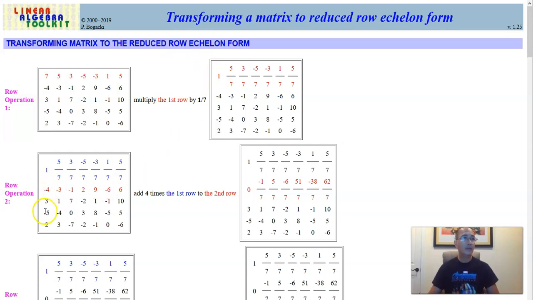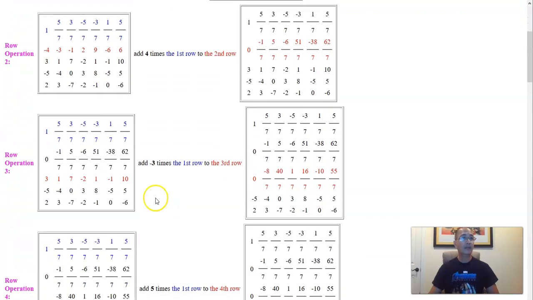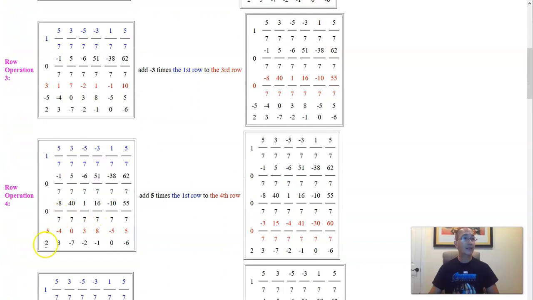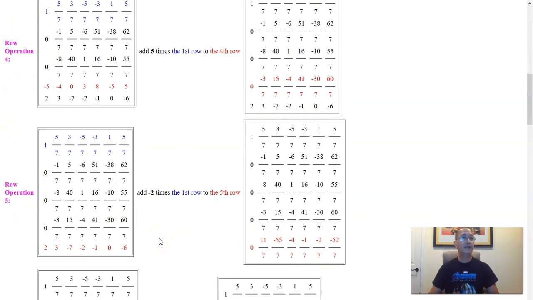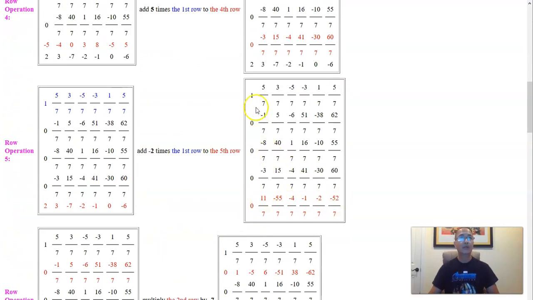So now you get to clear the 4 numbers which are below that leading one. So add 4 times row 1 to row 2 to make that -4 0. Add -3 times the first row to turn that 3 into a 0. What's next? Multiply the first row by +5 and add it to the 4th row. And lastly, we are going to multiply the first row by -2 and add it to the 5th row. So now, all the numbers below the leading one are zeros.